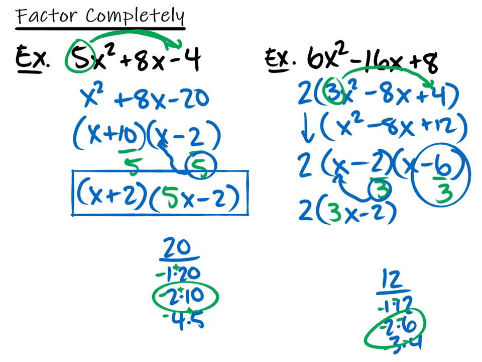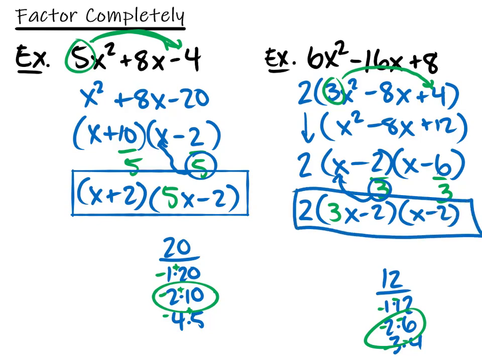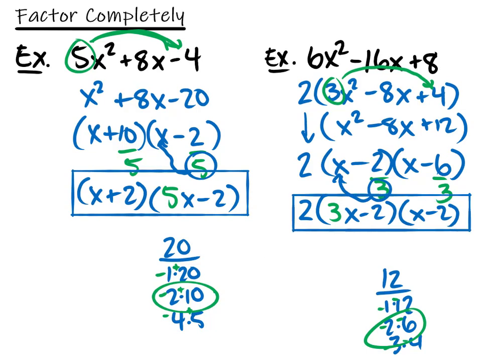Over here, though, that one does reduce to a nice whole number. Negative 6 divided by 3 is negative 2. And our factors for this are 2 times 3x minus 2 times x minus 2. So 3x minus 2 and then another x minus 2. And that's it. There's our factors.